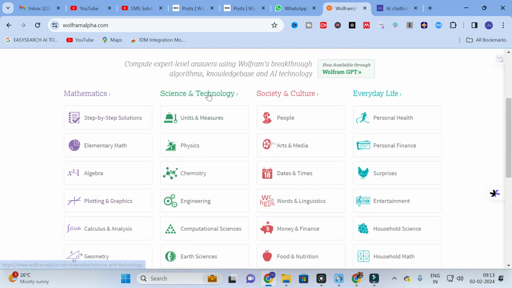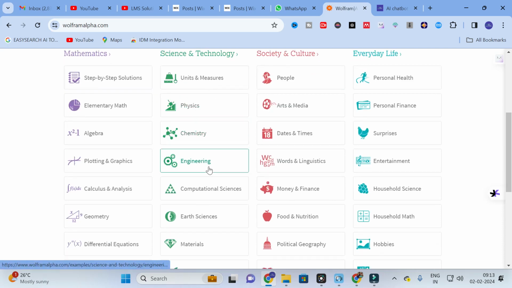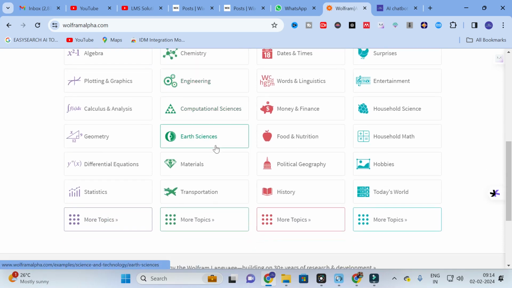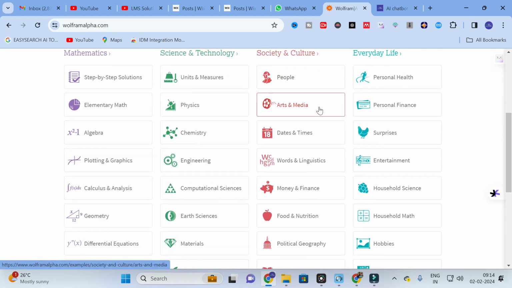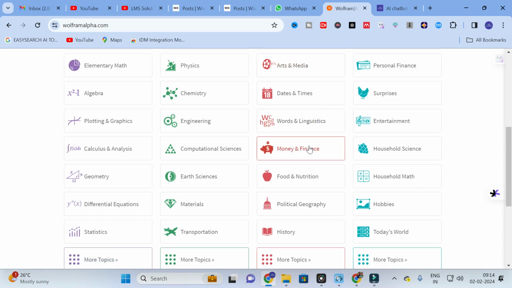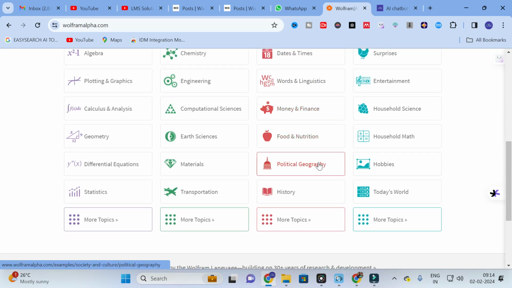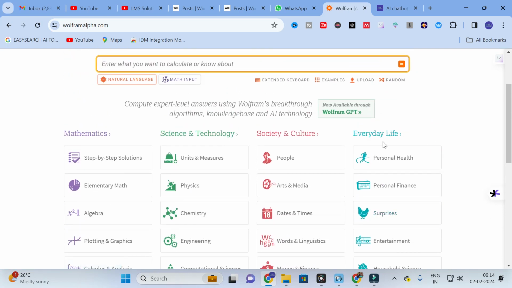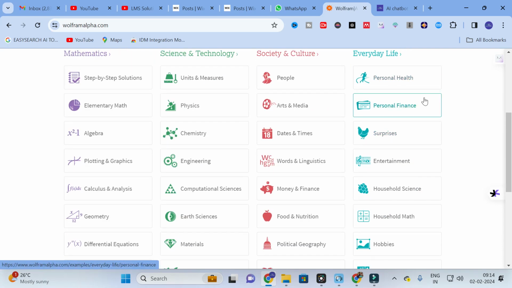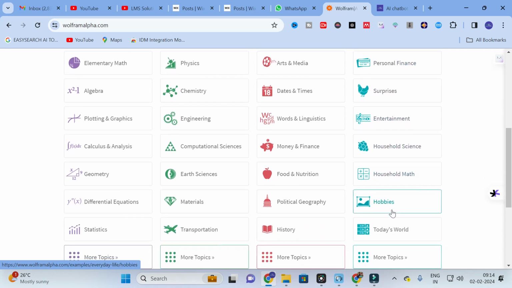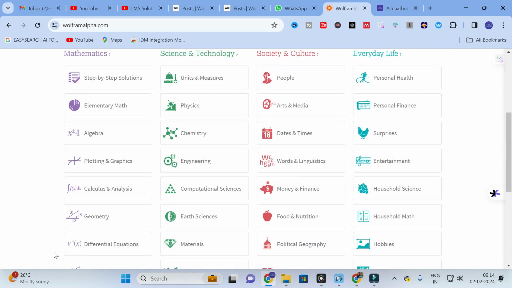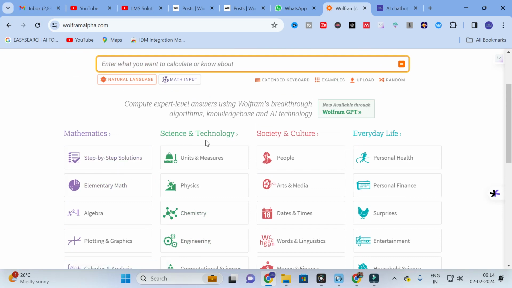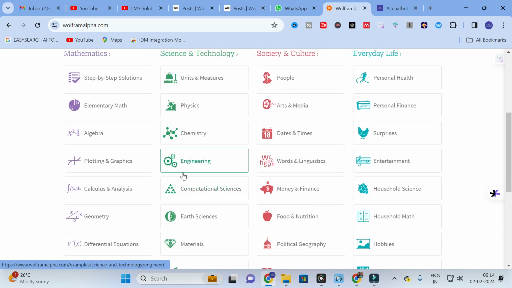Here you can see science and technology: physics, chemistry, engineering, computational sciences, earth sciences, materials, transportation, etc. Next, in society and culture, you can see people, arts and media, dates and times, words and linguistics, money and finance, food and nutrition, political geography, history, etc. Next, in everyday life, you can see personal health, personal finance, surprises, entertainment, household science, household math, hobbies, today's world, etc. As far as research is concerned, we use these two, especially mathematics and science and technology. Here I am going to click engineering.